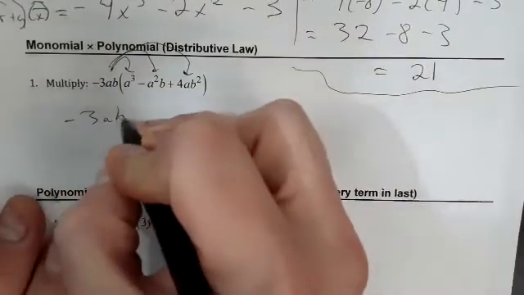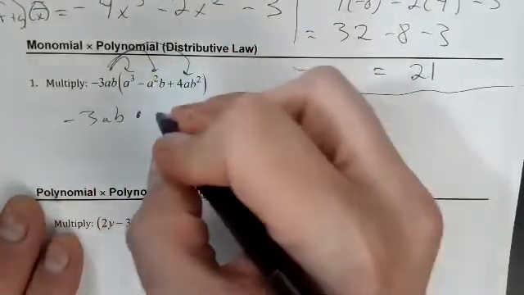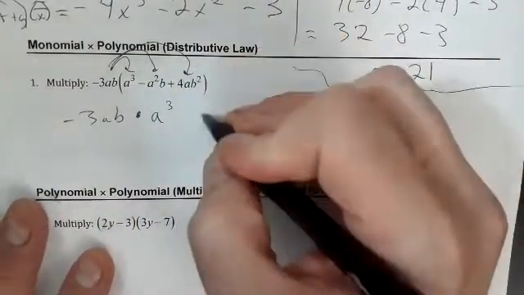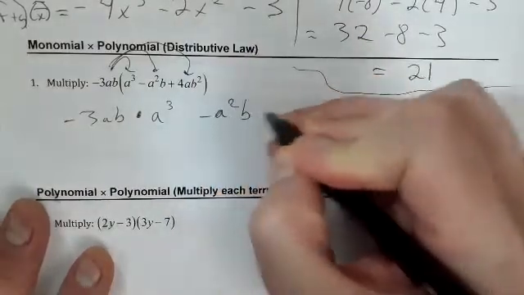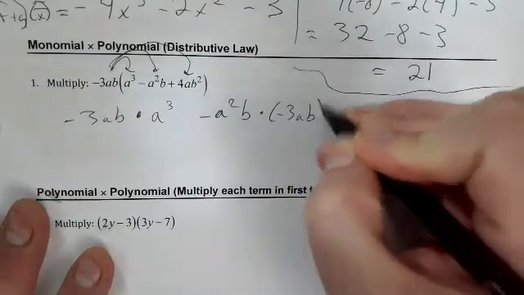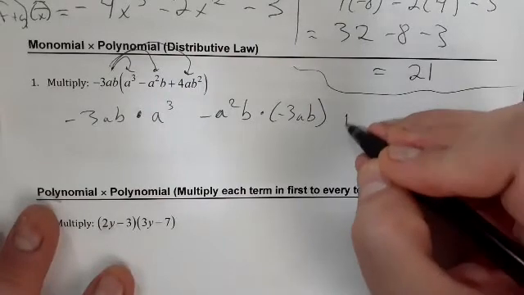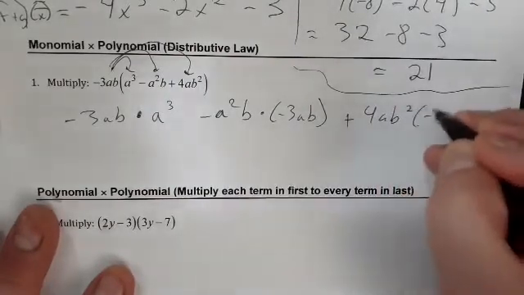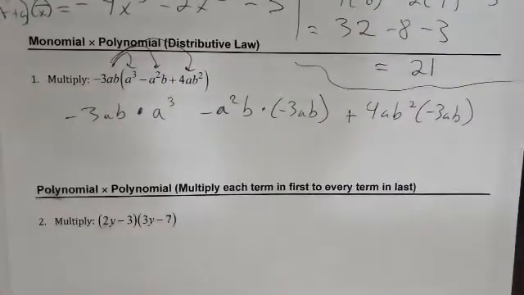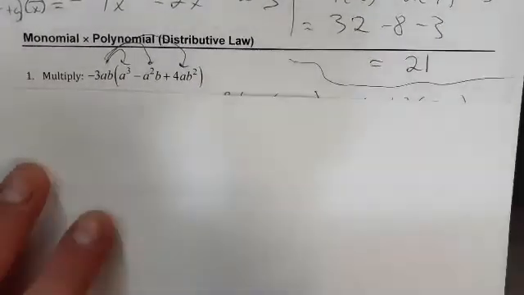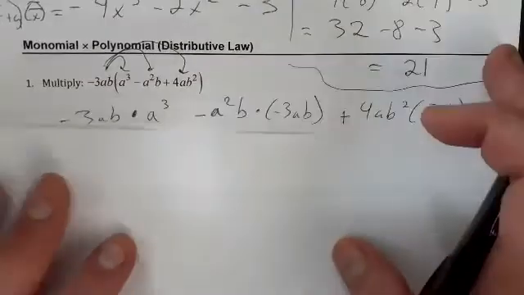I'm going to go minus 3ab. I'll go ahead and write that right here. I'm going to multiply that by a cubed. Minus a squared, I have to multiply this by minus 3ab. And 4ab squared, I have to multiply this by minus 3ab. I don't really like the way that looks. I'm going to change this around a little bit. You have to write this thing out.